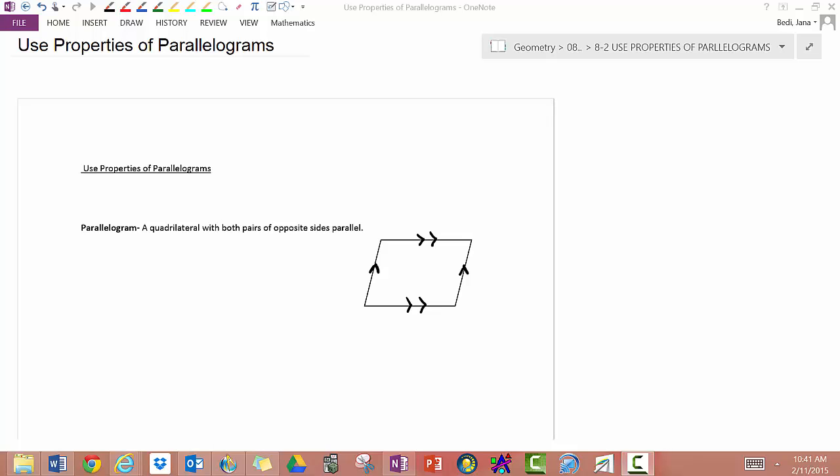Welcome to the world of parallelograms. So the first question is, what is a parallelogram? It's a four-sided figure. So let me just draw a four-sided figure first.